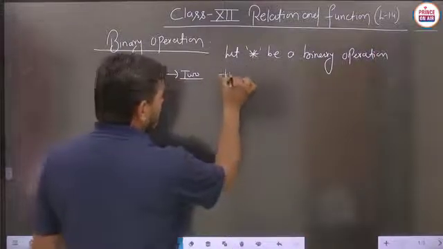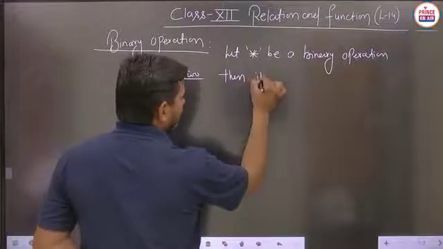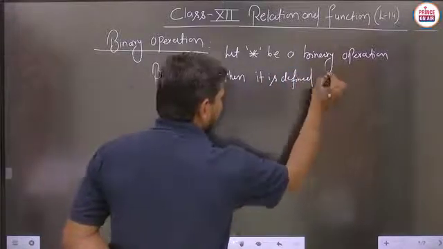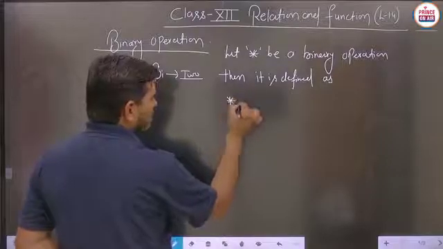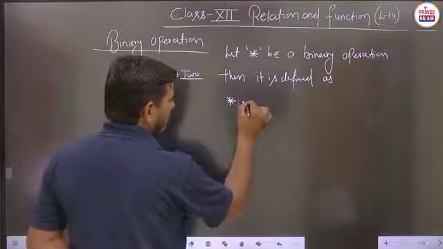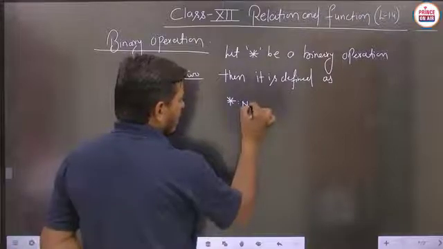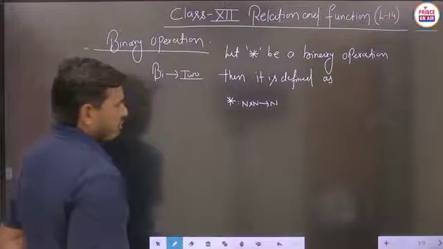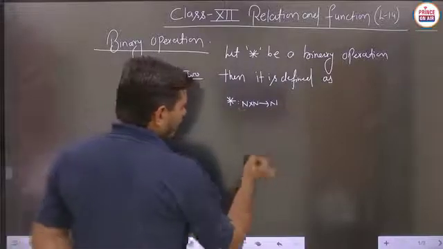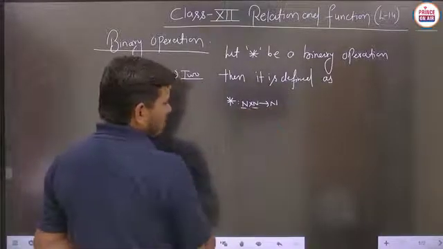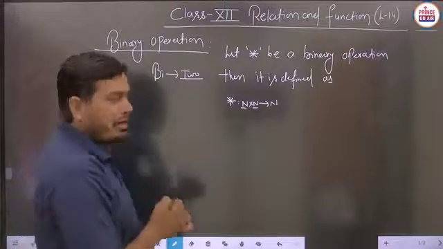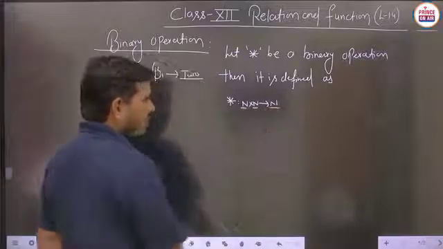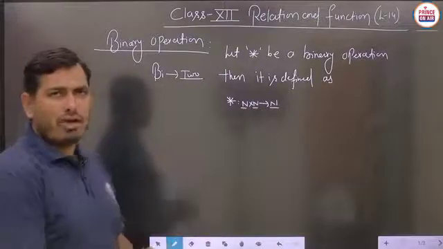Then it is defined as star from N cross N to N. Is it clear? Here suppose we are taking any natural numbers. Suppose there are two different natural numbers we are taking and we apply this operation. Then this will be the domain part and this will be the codomain part, meaning the answer should always lie in the codomain.